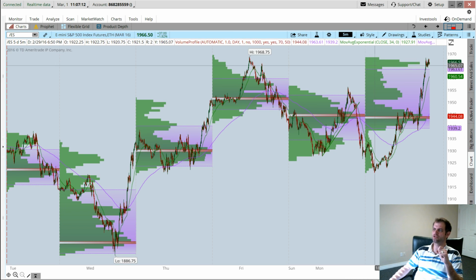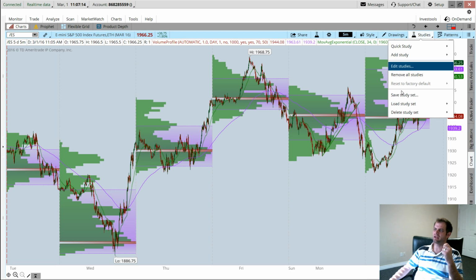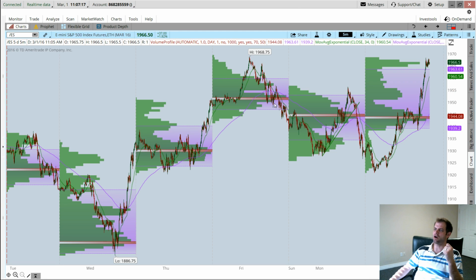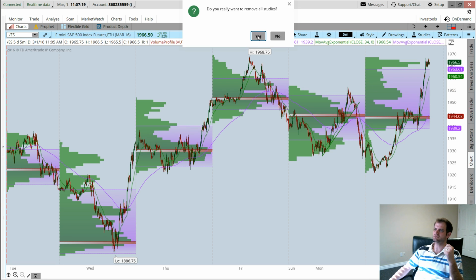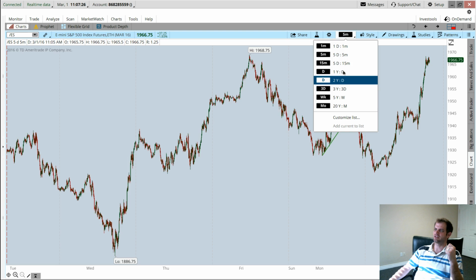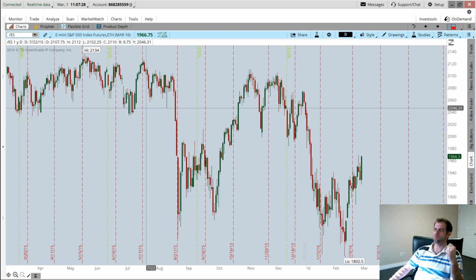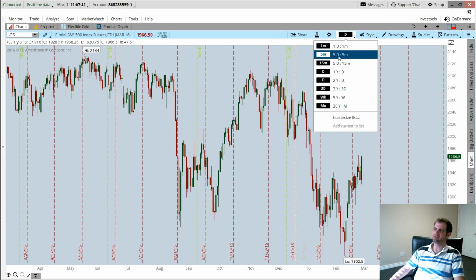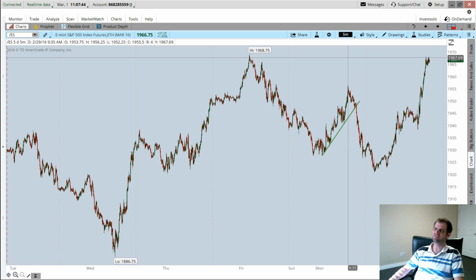So let me walk you through how to set this chart up. Let me remove all of these studies and go to just a regular chart. Let me get to a 1 year daily. So this is a 1 year daily chart of the S&P 500 futures E-mini contract, /ES. And what I'll do here is go to a 5-minute chart, a 5-day, 5-minute chart.